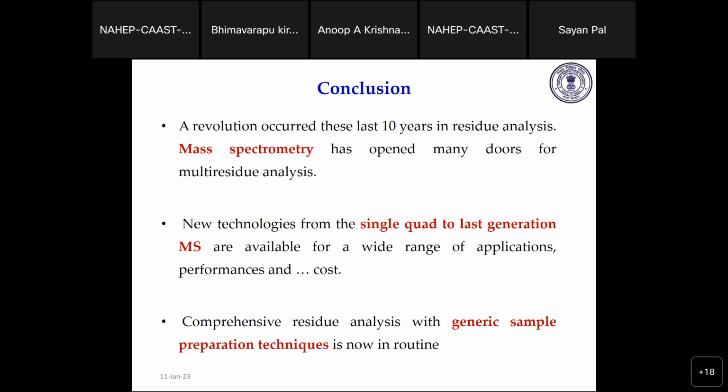So if you do validation, the method becomes more rugged, robust, and reproducible. In any condition, in any laboratory condition, whether it is this lab or another lab in Europe or in the US. So that is the case.